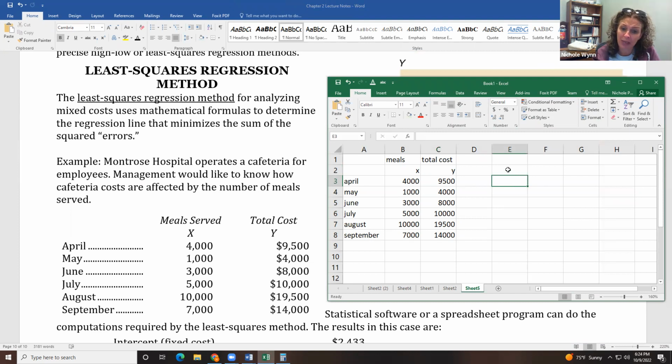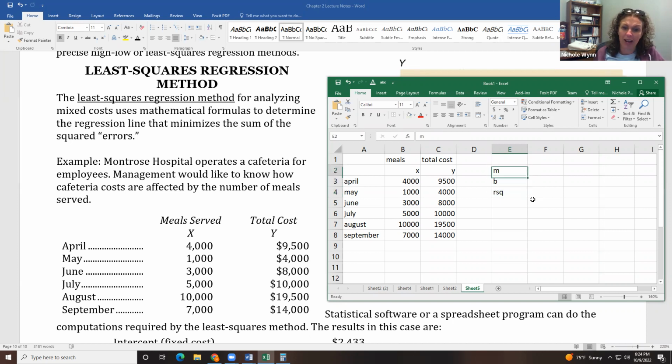Okay, so there's three things that I'm going to find when I'm doing regression. I'm going to find the M and the B and something called the RSQ. So the M is your slope and your B is your intercept, right? So your M is your variable cost per unit and your B is your fixed cost. And then your R square is going to be the accuracy of the line.